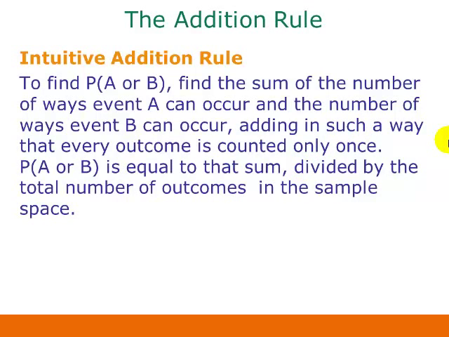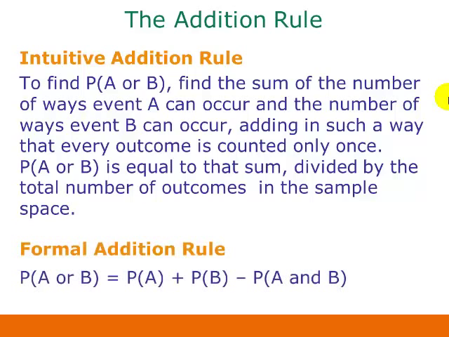So for the addition rule, we can think about it 2 different ways. The intuitive way to look at it is that to find the probability of A or B, we find the sum of the number of ways event A can occur and the number of ways event B can occur, adding them in such a way that every outcome is counted only once. The probability of A or B is equal to that sum divided by the total number of outcomes in the sample space. So that's the intuitive way to think about it.